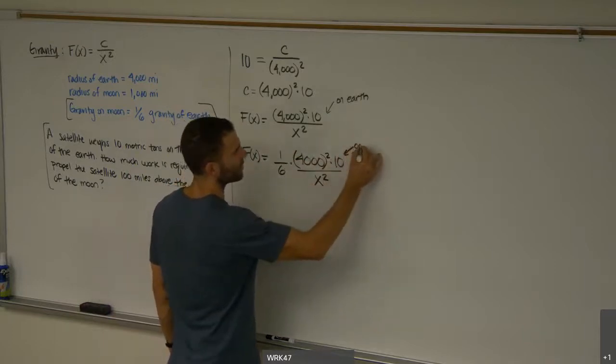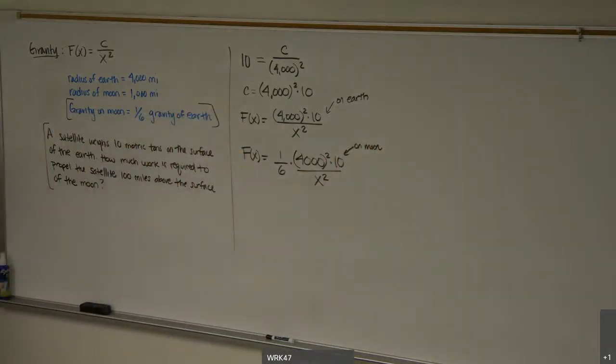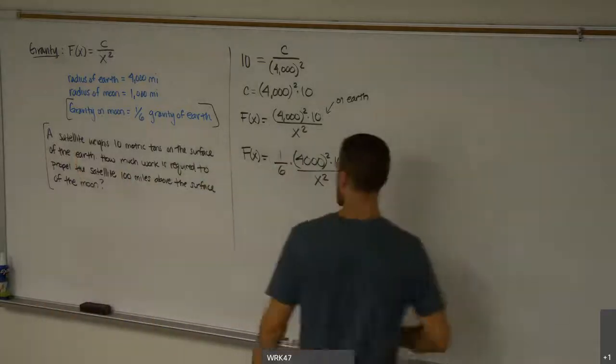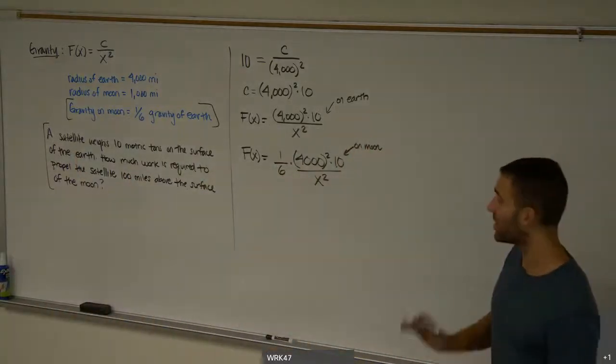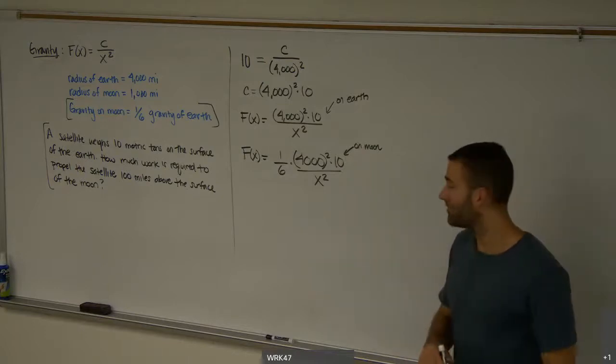This would be the amount of force on the moon. So it's 1/6 of that. It's just scaled by 1/6. Why do I not care to distribute all these constants out? Because remember, when it comes to integration, constants can be pulled out of integrals, so I don't really care to simplify them right now. I'll leave them as is until the end.